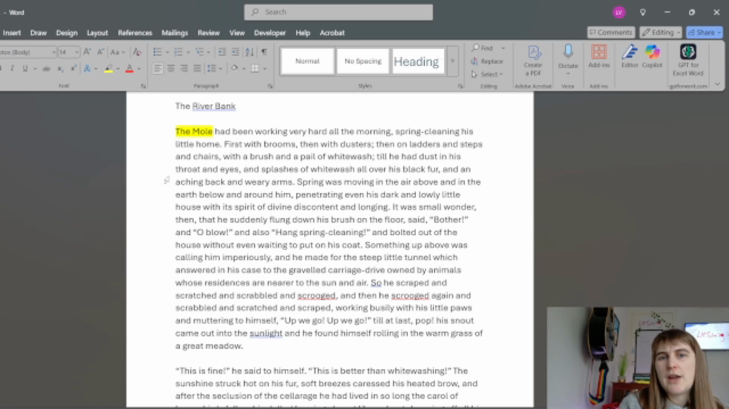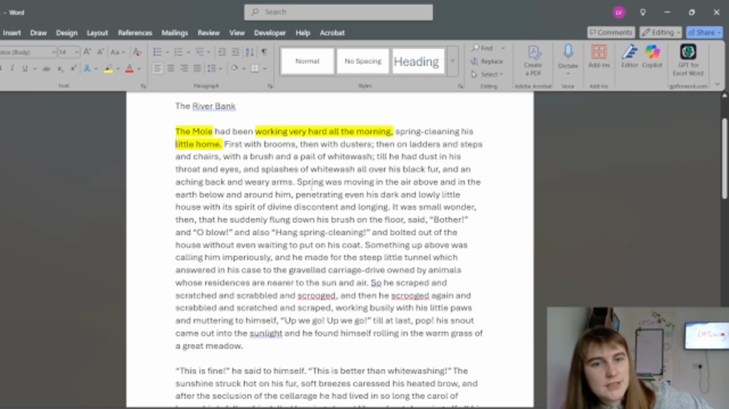Then we have this idea of character that's being built. So thinking about what sort of character this mole is, he's been working very hard all morning. Okay, so he's a hard worker. Spring cleaning his little home. So he's a humble creature. We know that. First with brooms, then with dusters, then on ladders and steps and chairs with a brush and a pail of whitewash till he had dust in his throat and eyes and splashes of whitewash all over his black fur and an aching back and weary arms. So he's a hard worker to the point where he almost feels a little bit like a perfectionist.